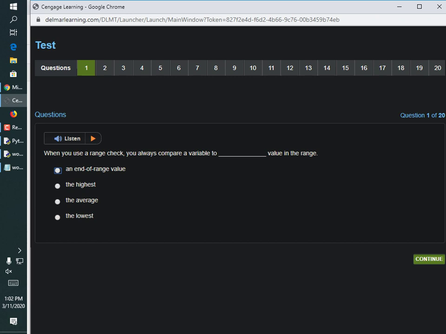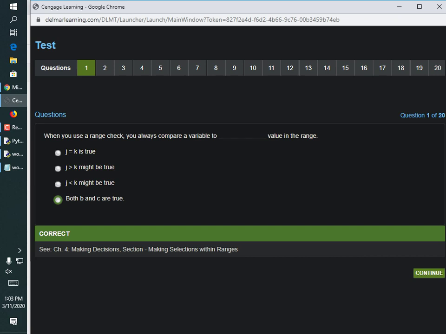My mistake. So, when you're doing a range check, you always compare a variable to a value in the range. Now I'm stymied on this one because you have to check it to both the highest and the lowest, right? Because that's what range means. So I'm totally stymied. I'm going to go with this one, an end of range value, and see if I get it right.